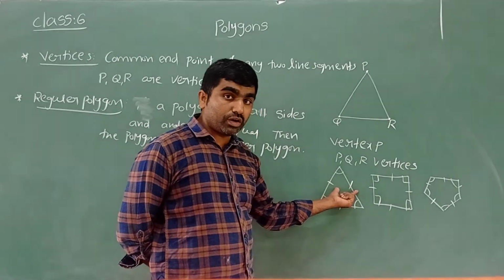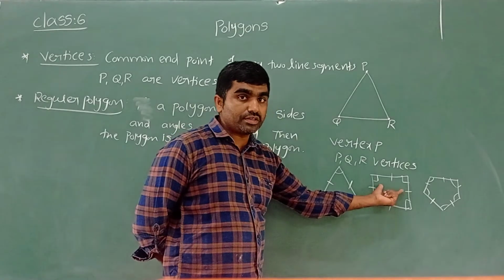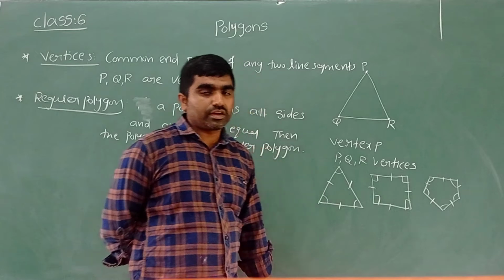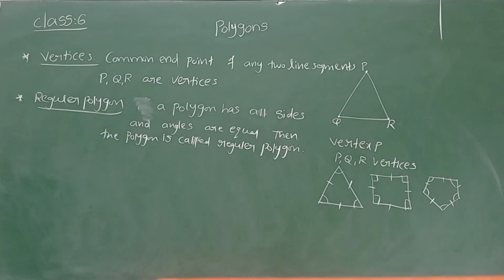Three-sided regular polygon is called an equilateral triangle. Four-sided regular polygon is called a square. From there we can call it a five-sided regular polygon, six-sided regular polygon. So this is about what is meant by regular polygons.